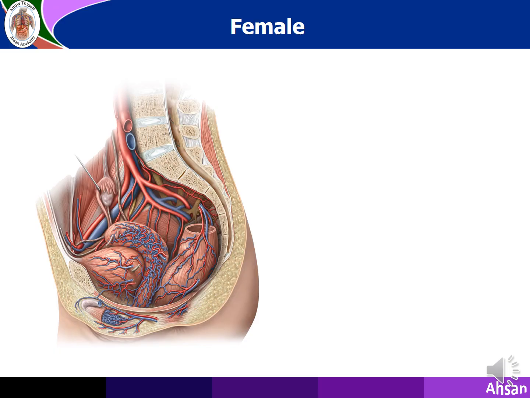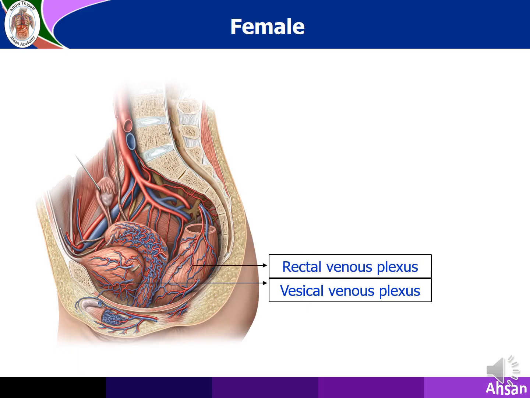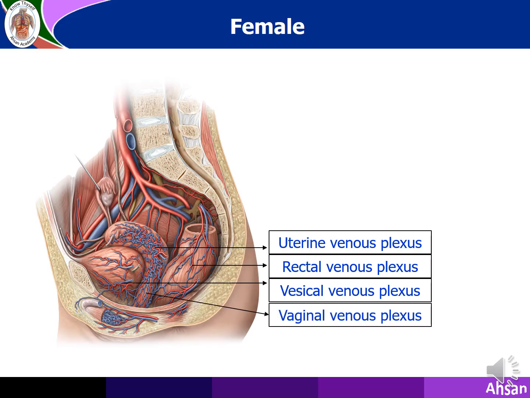In female, you can see these are the organs of the pelvis. The vesical plexus is formed close to the anterolateral wall of the urinary bladder and also to the base of the urinary bladder. This is the rectal venous plexus present within and outside the wall of the rectum and anal canal. This is the uterine venous plexus, which is continuous below with the vaginal venous plexus. Actually, flow is from the vaginal to uterine venous plexus.